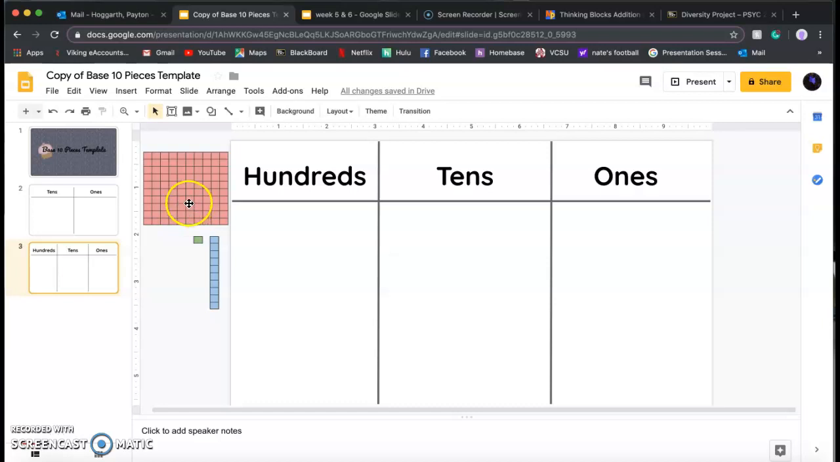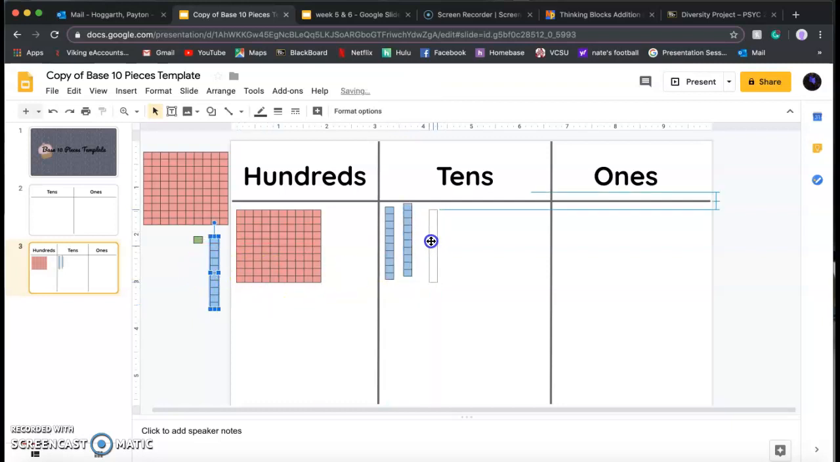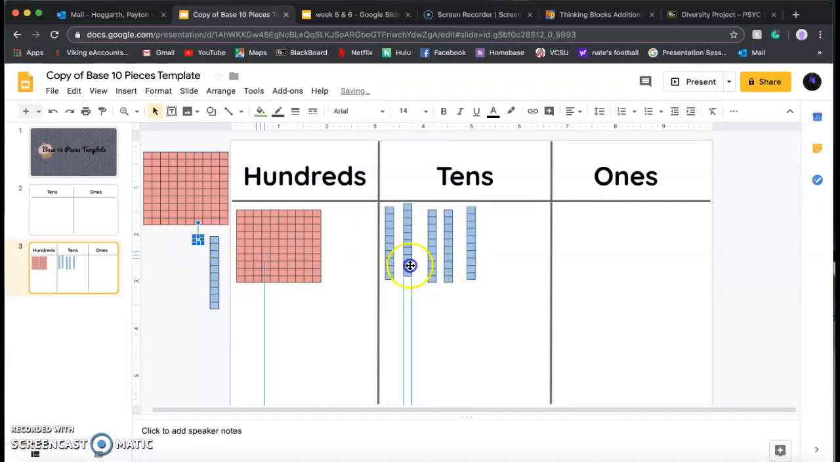Okay, the first problem I have is 154 plus 162. So what I'm first going to do is put out 154. So I have 100s, and then I have 50, so that'd be 5 10s. And then I have 4 1s, so I need to put 4 of the singles in the 1 spot.